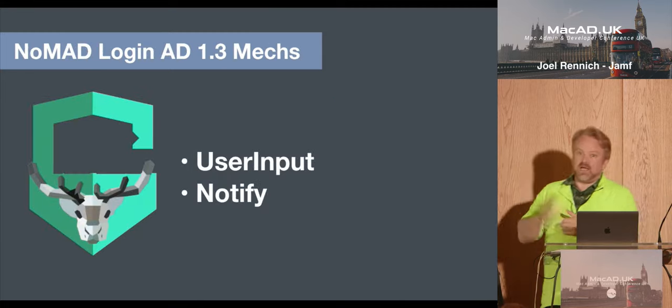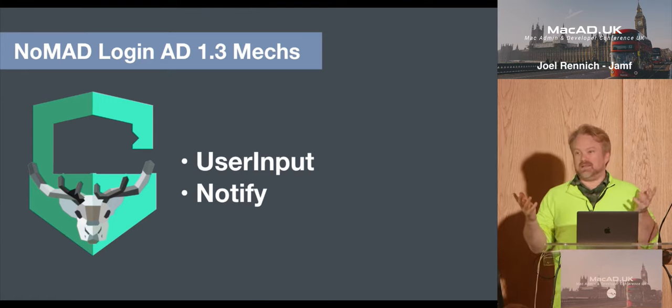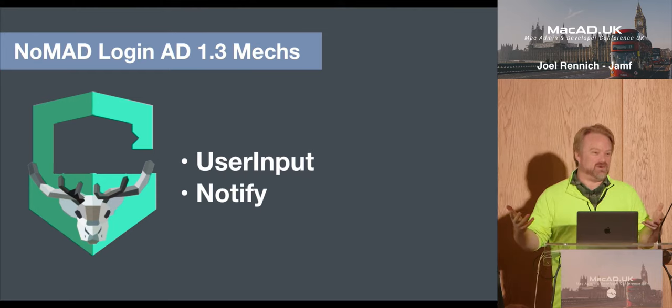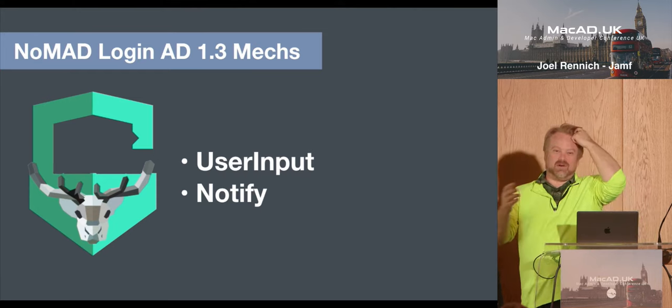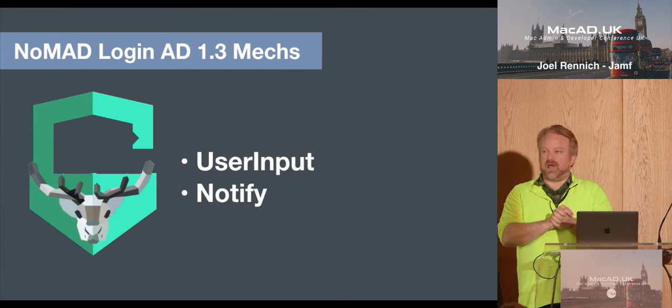And then we have the notify screen. Notify is what we call our placebo bar. This allows you to let the user know that something's going to happen before the next thing happens. And you're able to completely manage all of the text and everything else that's going on to that.